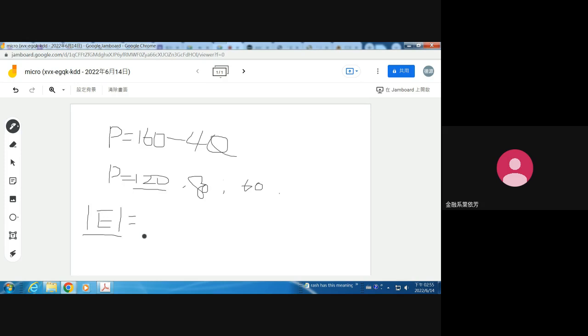Do you remember what elasticity is? Elasticity is equal to dQ/dP times P over Q, right? 叶一方, is that right? Yes. So what is the price elasticity of demand when price is equal to 120?